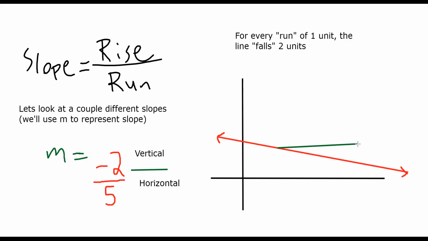And so with this line, this one's going to be even more silly. For every run now of 5 units, the line falls 2 units. So every 5 units you go to the right, this thing falls 2 units. It goes down by that. So slope is a measure of the steepness of the line. It's everything. It's really everything. The y-intercept just anchors the line at a specific place.